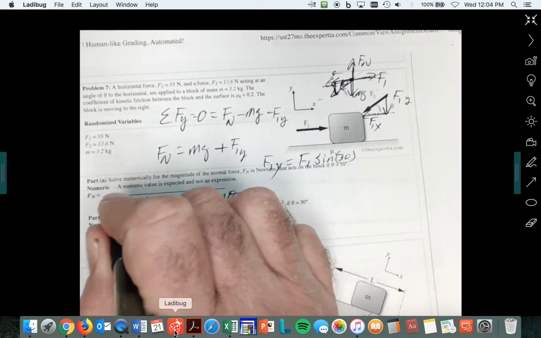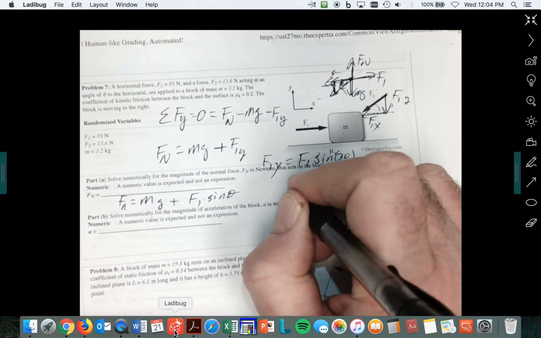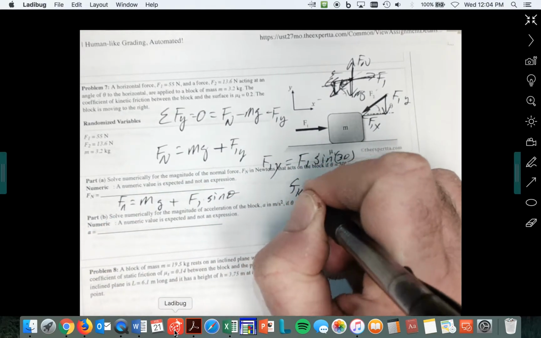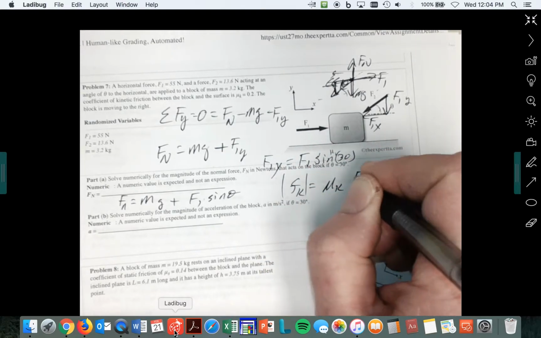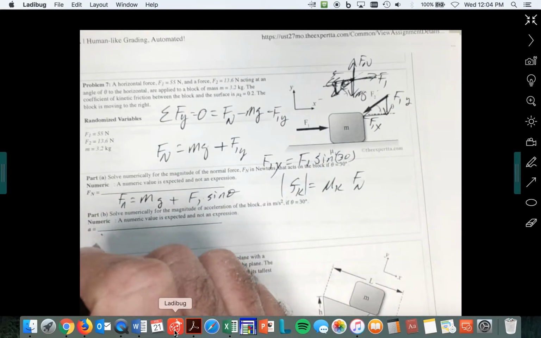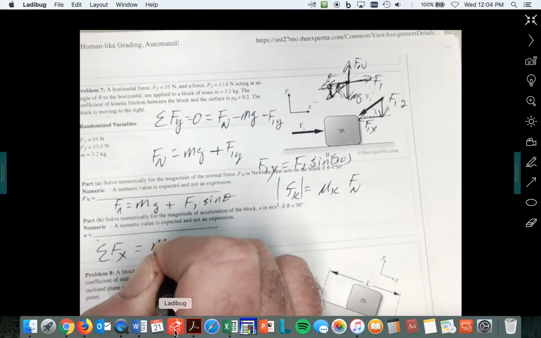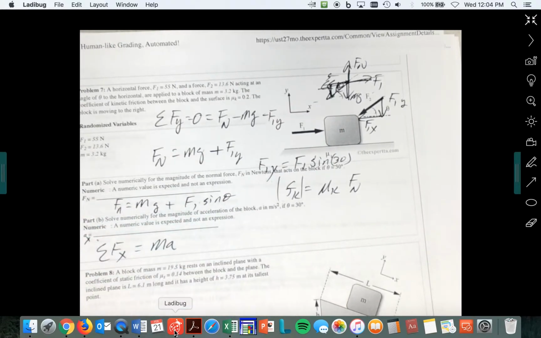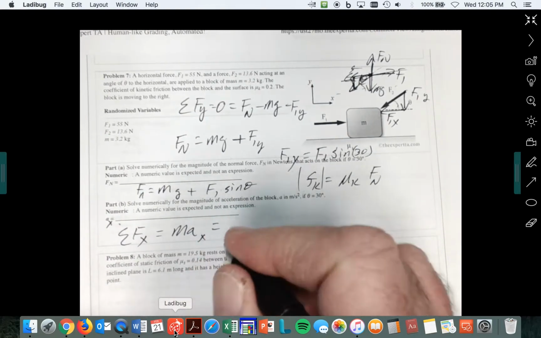That's your normal force. Now we can also find the kinetic frictional force, the magnitude of which is equal to mu sub k times F sub n. So we've got a number for F sub n. Now we look at the sum of the forces to solve for a. The sum of the forces in the x direction is equal to m a in the x direction. What are the forces here?